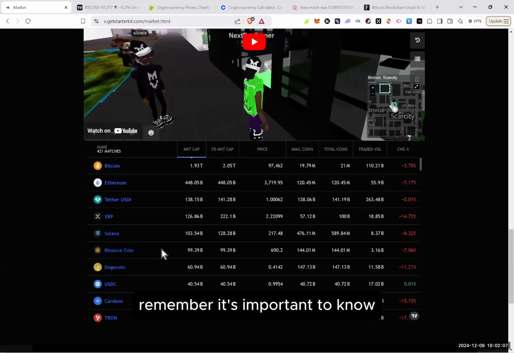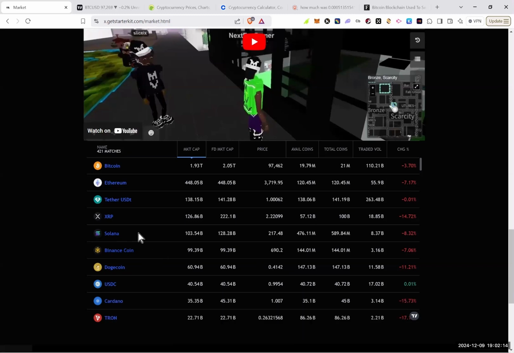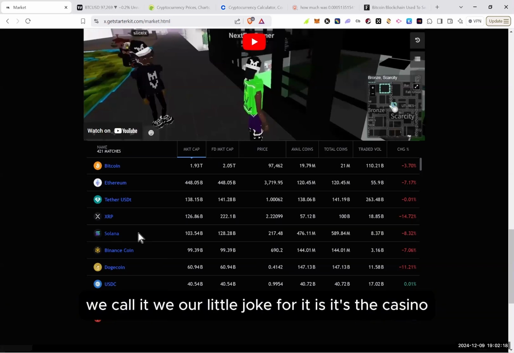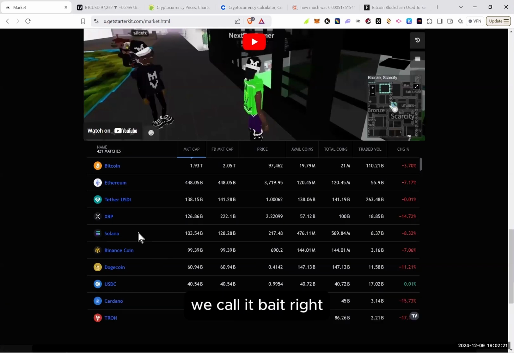Binance, which is an exchange. Remember, it's important to know the whole reason why people are even putting money into the coin. So, Solana, I look at Solana like Vegas. We call it our little joke, it's the casino. We call it Vegas, right?